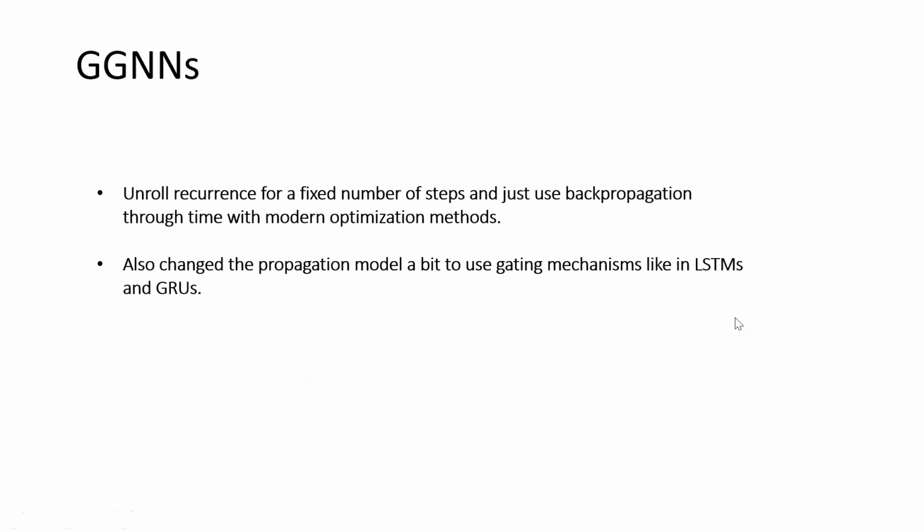GGNs are unrolled recurrence for a fixed number of steps and just use backpropagation through time with modern optimization methods. They also change the propagation model a bit to use a gating mechanism like LSTM and GRU. So LSTM and GRU also can be used or changed as a gating mechanism. In a gated neural network, it is up to us how we are going to formulate, change, or structure the model.